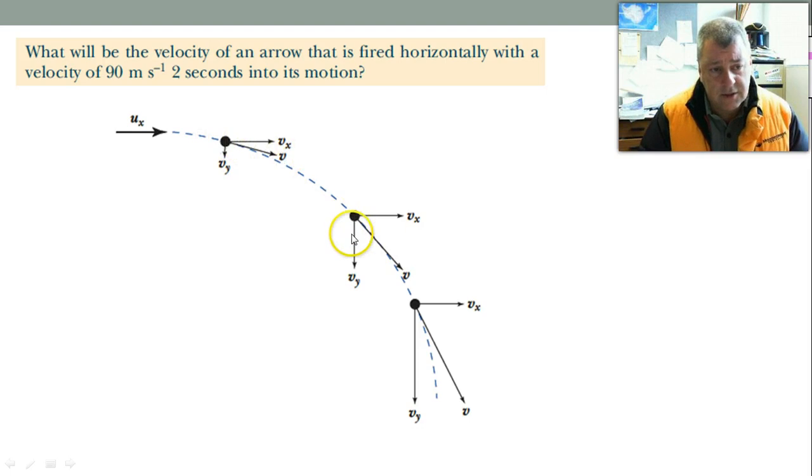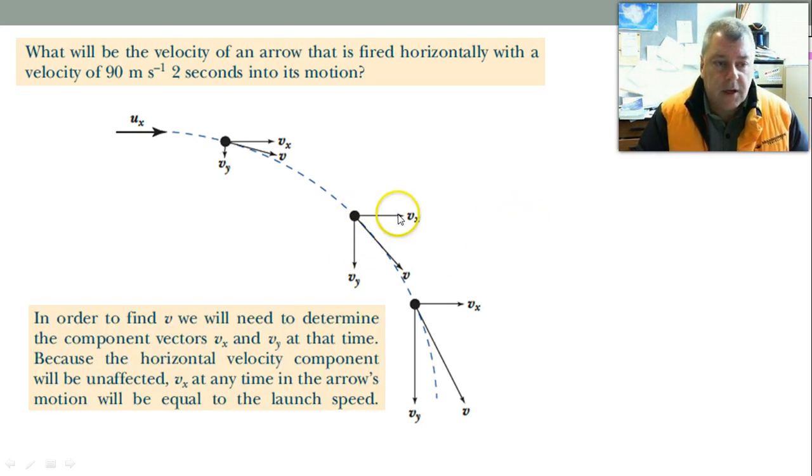As time progresses, its vertical velocity increases, its horizontal velocity stays the same. Here they're using X and Y to differentiate between horizontal and vertical. That's an okay system. I don't use it simply because not all textbooks use it. And this line here would be what's called the velocity at that instant. And it's a combination of these two vectors, or these two velocities together.